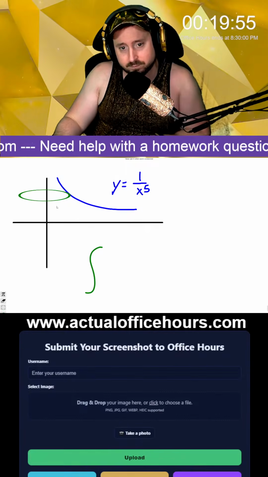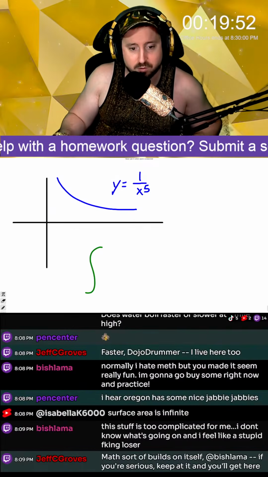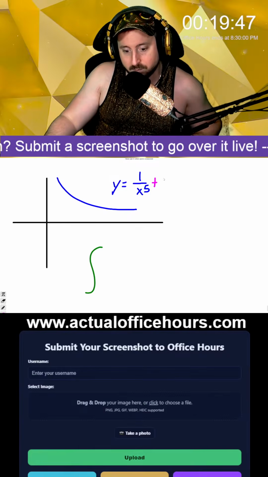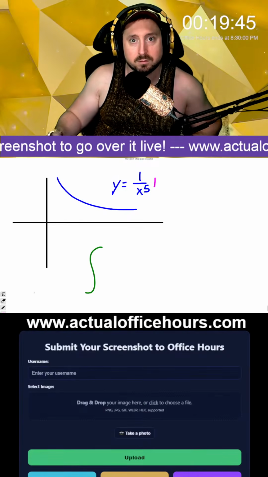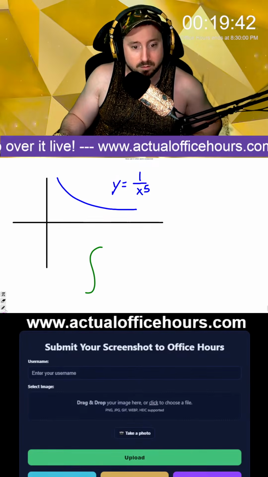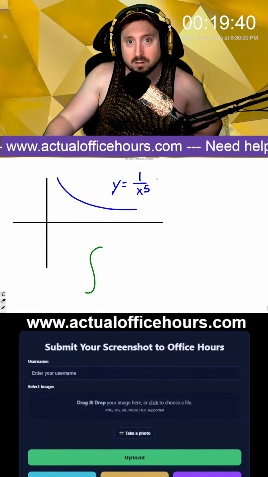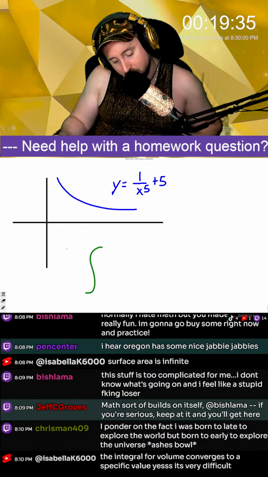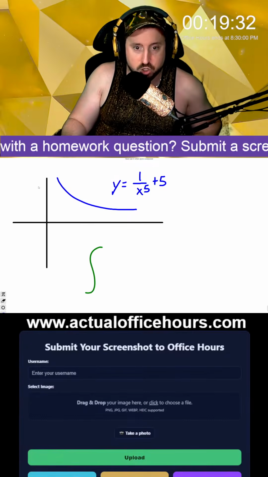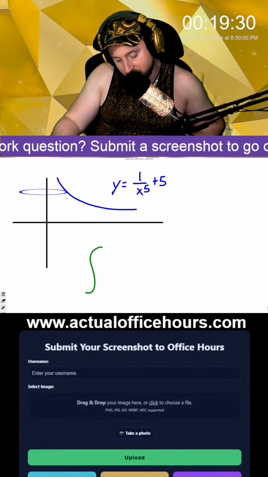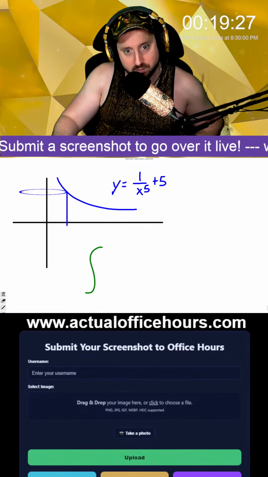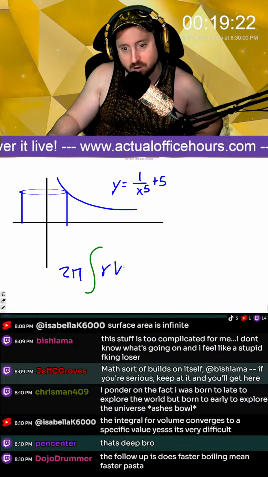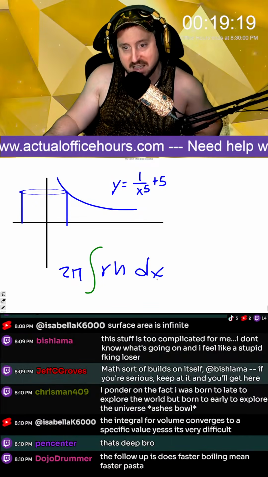So instead of doing that, let's say for instance this was x to the 5th plus 5 or something, right? But let's do what the shell method would be. So the shell method says, I'm now going to create a bunch of these shells, and that's going to be 2 pi, and then it's RH, and then this becomes dx.